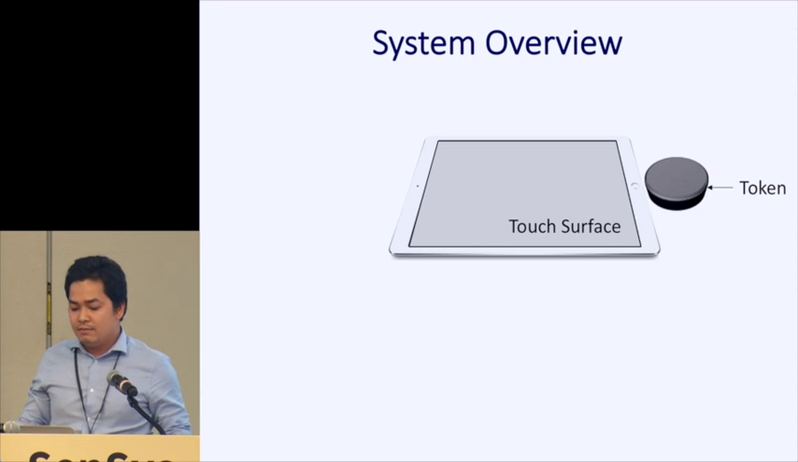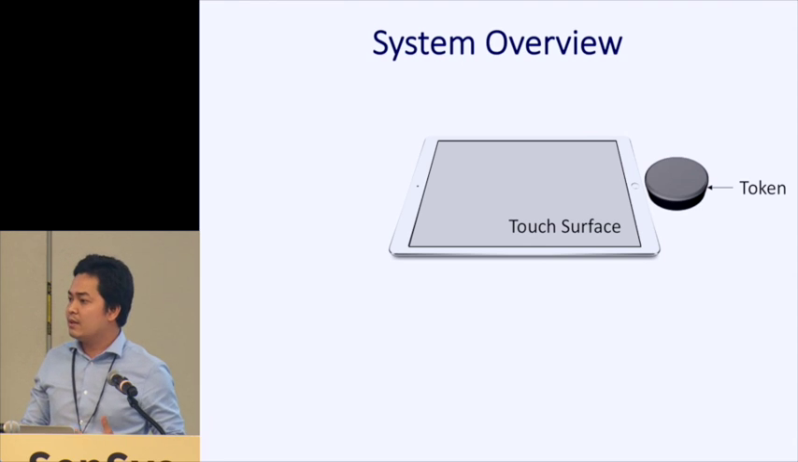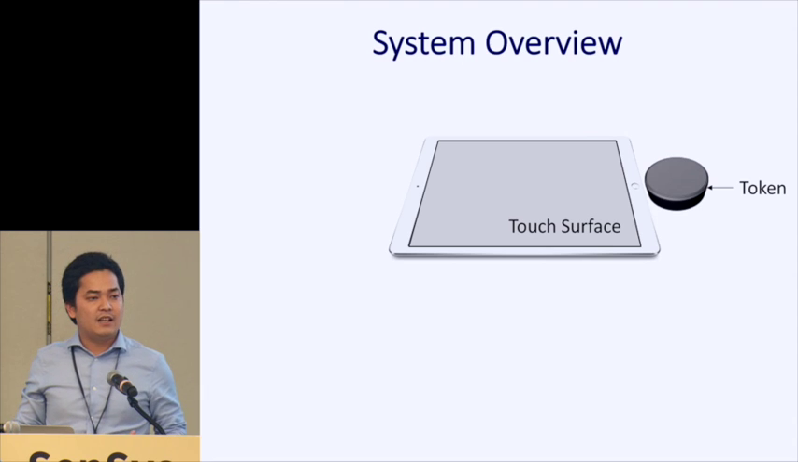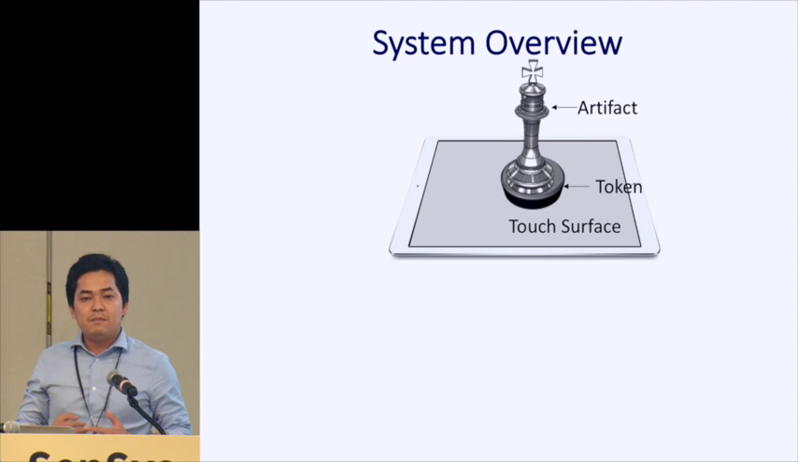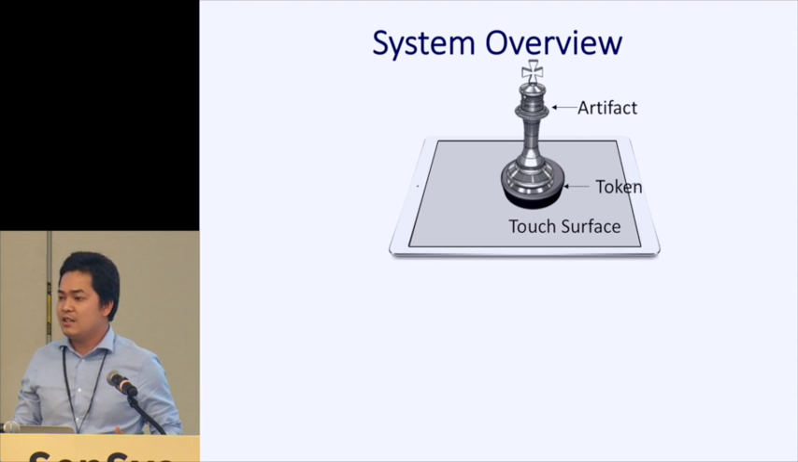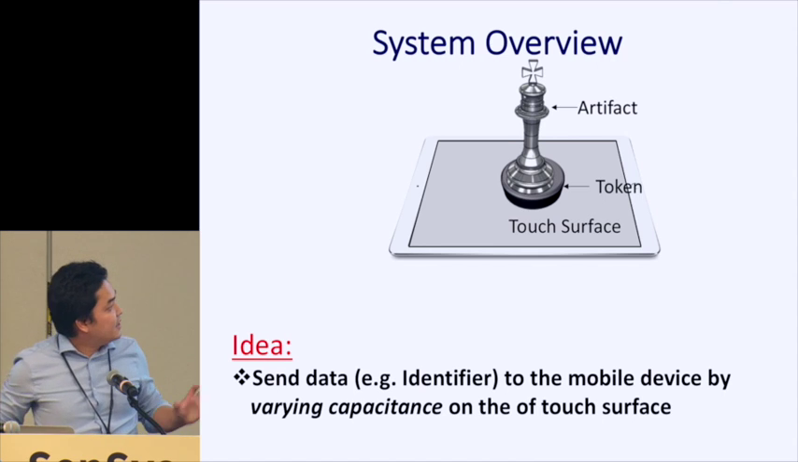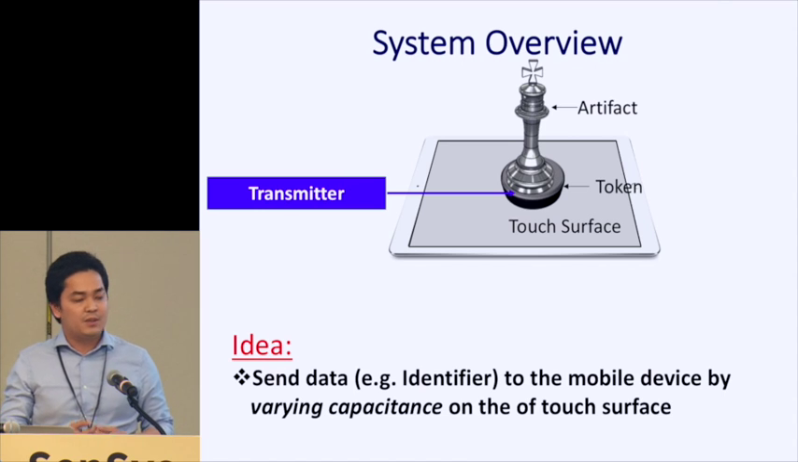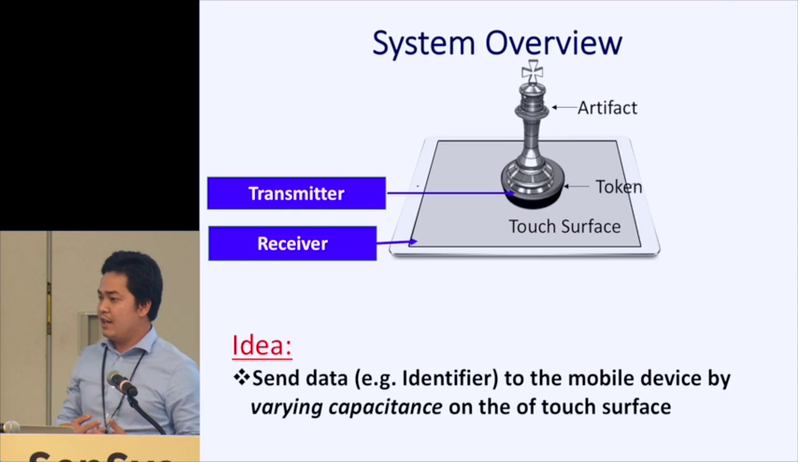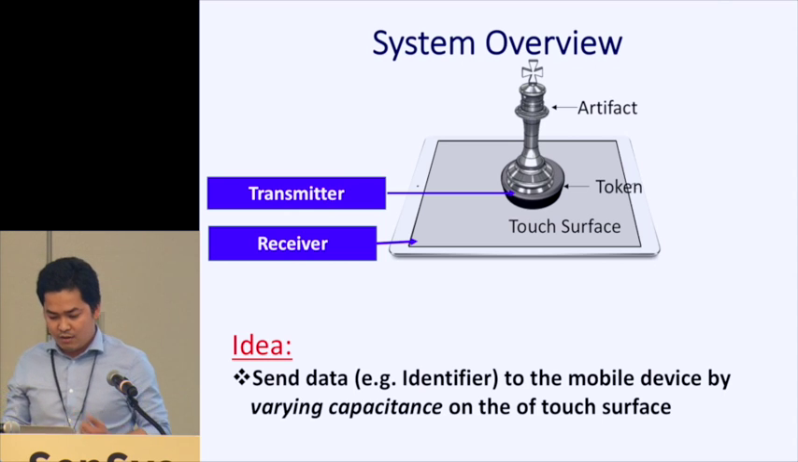We propose a new solution where we design a token that has the capability of sending its information to the touch device through the touch screen or touch surface. This token can be easily augmented to any artifact that we can easily create with a 3D printer. The key idea here is that when we place the token on top of the touchscreen, the token will continuously generate capacitance variation, which can be recognized by the touch sensor. In our system, there are two main components. One is the transmitter, which is the token that can send its information to the touchscreen. The other is the receiver, which is the touch screen or touch surface that can recognize the capacitance variation and decode it to get the information sent by the token.